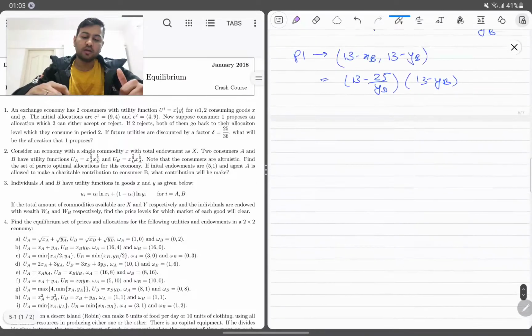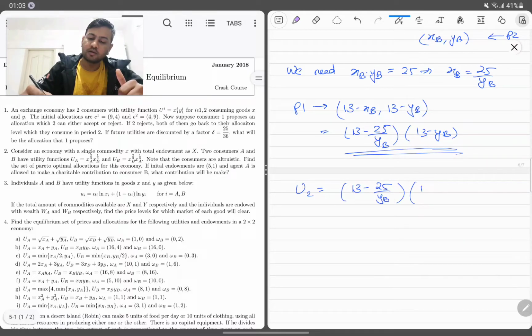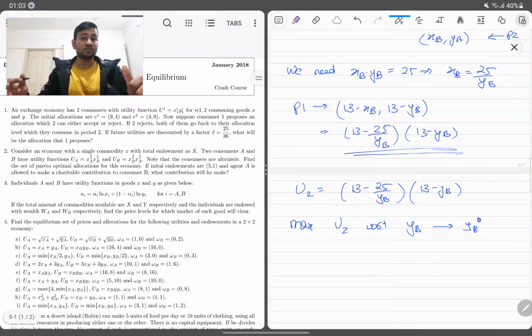Okay, so now this thing needs to be maximized. So the utility of person 1 becomes equal to 13 minus 25 by yb into 13 minus yb. So maximize u1 with respect to yb. That will give your yb star. Once you get yb star, you can solve everything.